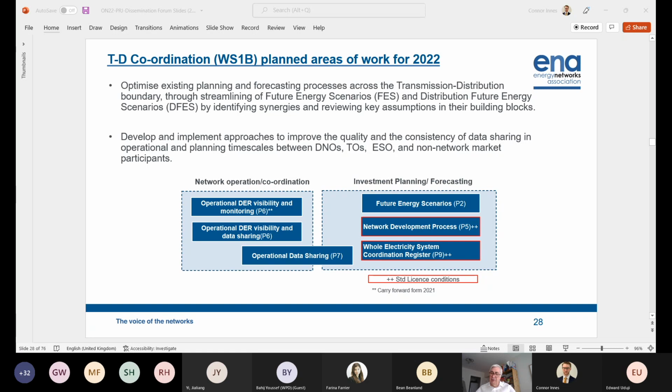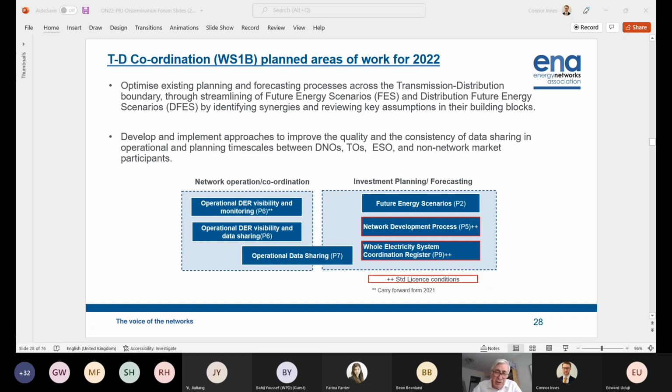That's P6. As I say, there's a bit of a link across to P7, which is looking at operational data sharing. We're looking at what data we can share and how we can share that, and it's a focus on real-time data sets. What has this product completed? Well, last year it undertook a RAG analysis to identify data sets that could easily be shared with industry participants, and the green data sets as identified in the RAG analysis have now been shared by DNOs through their websites.